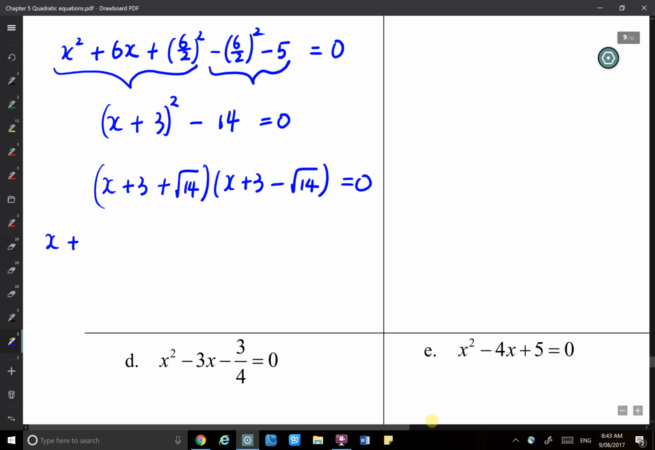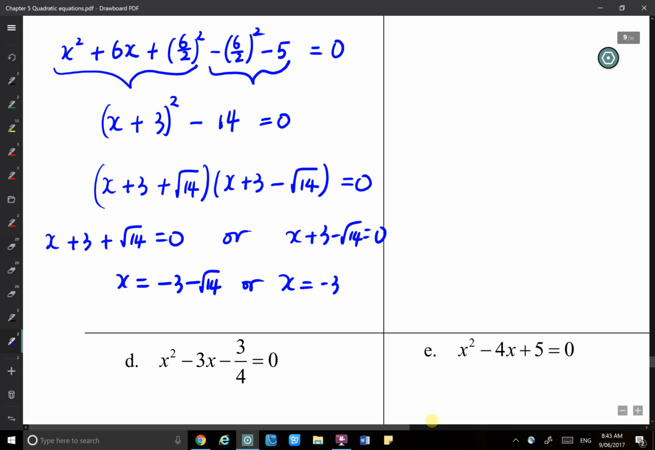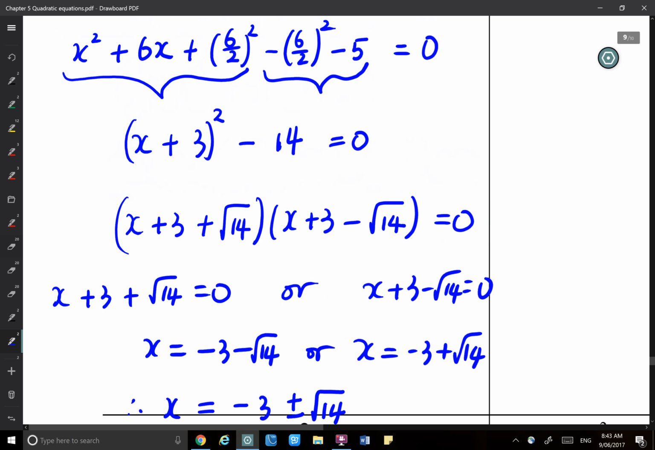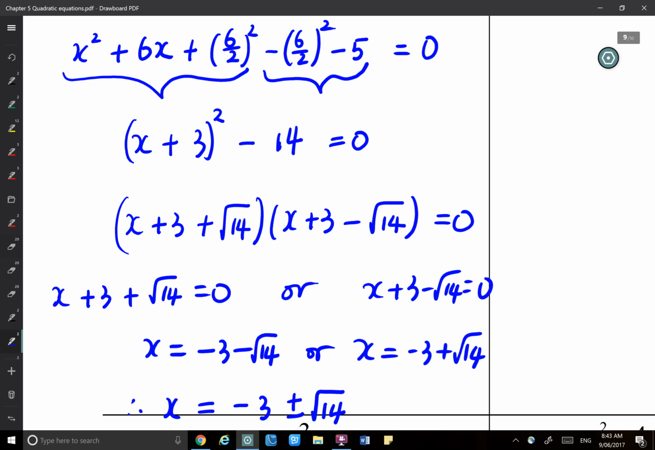So x plus 3 plus root 14 equals 0, or x plus 3 minus root 14 equals 0. x will be minus 3 minus root 14, or x is minus 3 plus root 14. I can leave my answer like that, or I can say x equals minus 3 plus or minus root 14. So it's minus 3 minus root 14 and minus 3 plus root 14. Overall, I can say that's minus 3 plus or minus root 14. It's just a kind of notation.